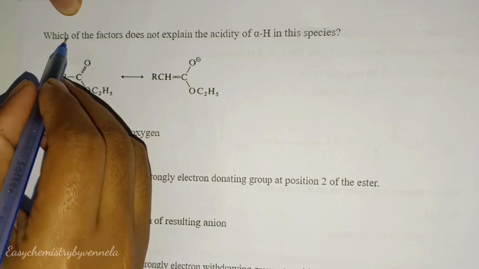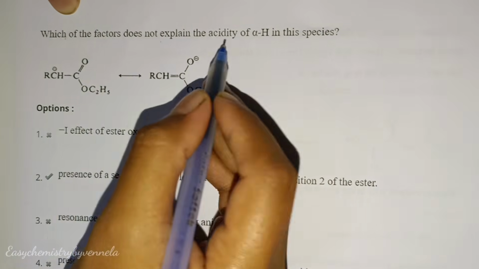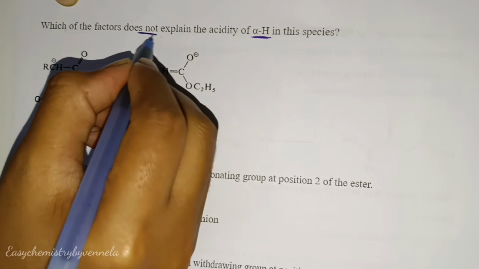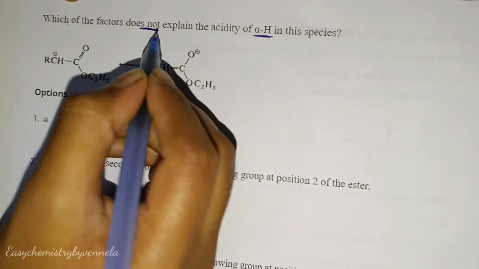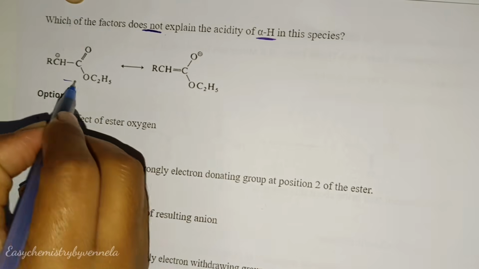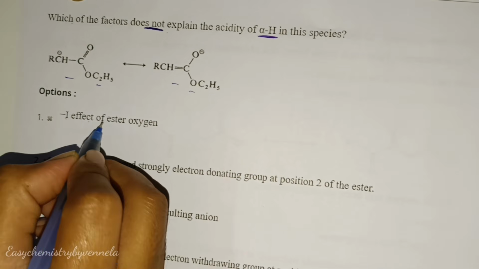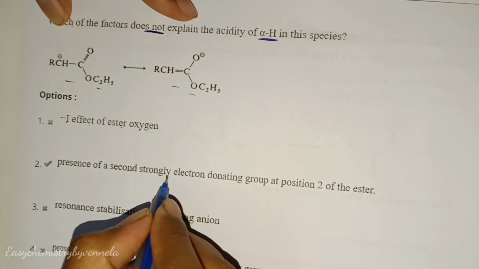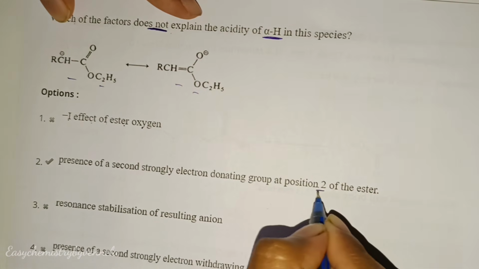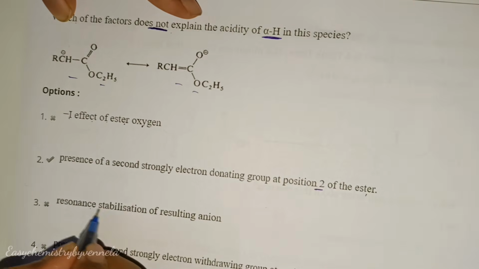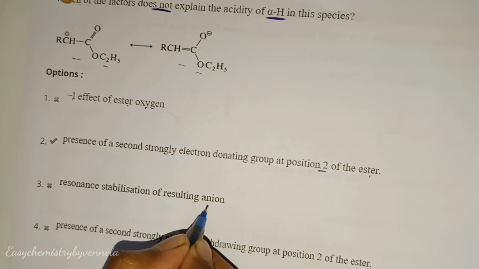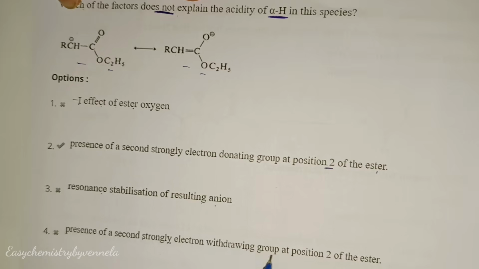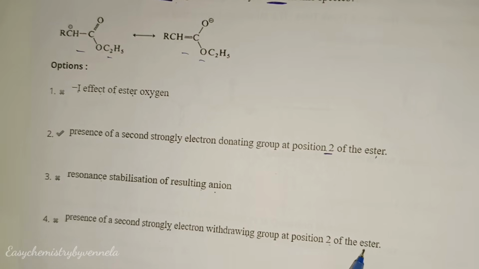Next question. Which of the factors does not explain the acidity of alpha H in the species? Asking the question is does not explain. This is the given one. Minus I effect of the ester oxygen. Presence of second strongly electron donating group, second position of the ester. Resonance stabilization resulting in anion. Presence of second strongly electron withdrawing group at position 2 of the ester.